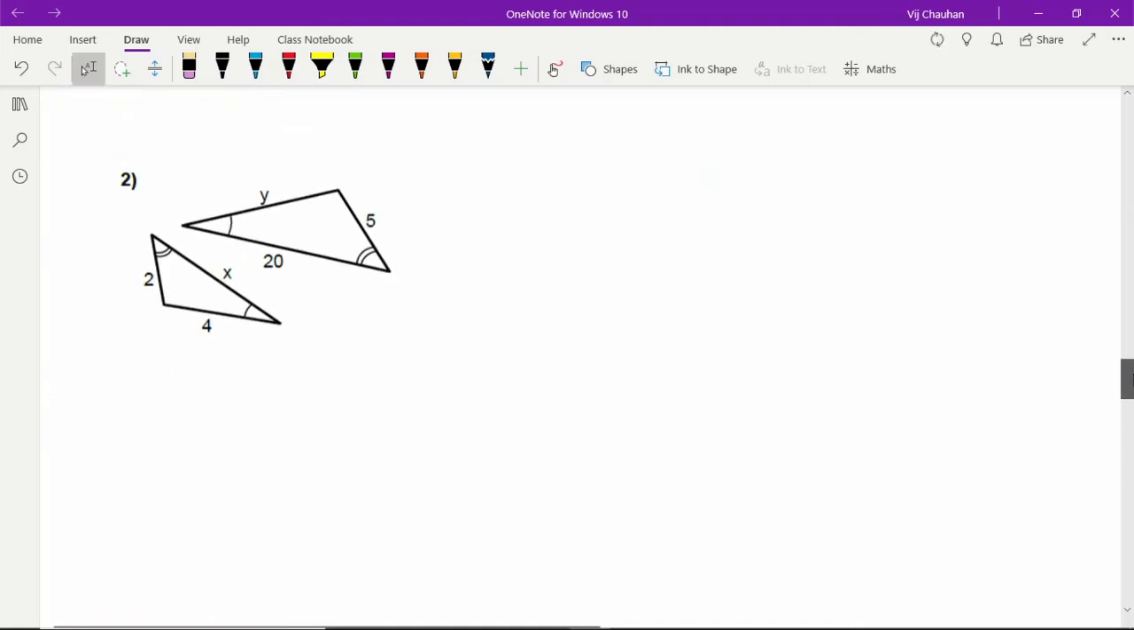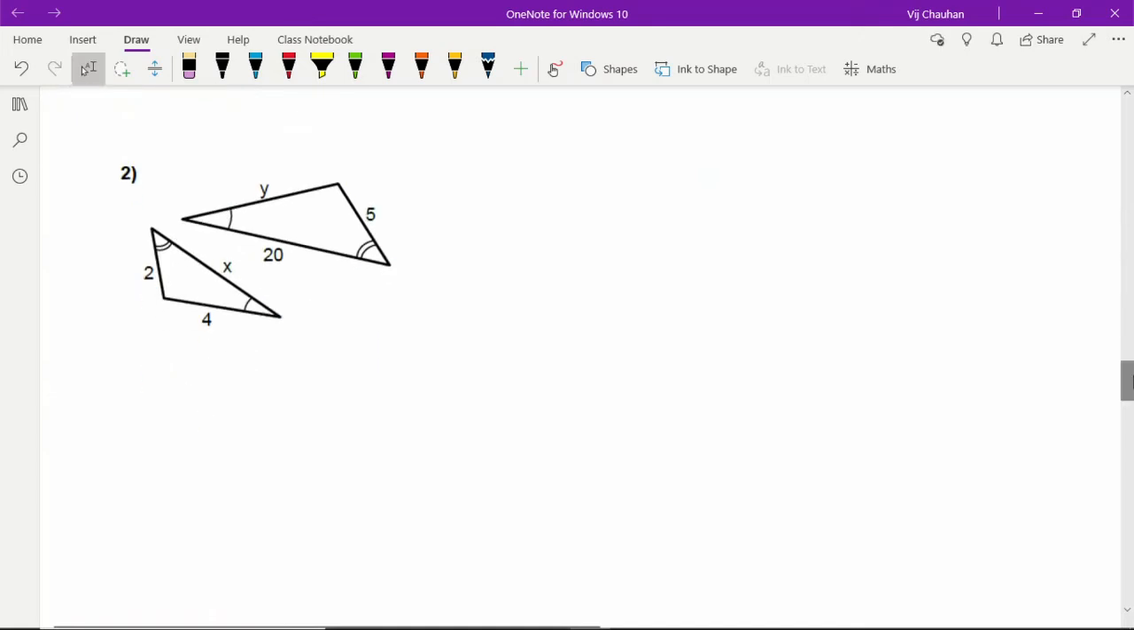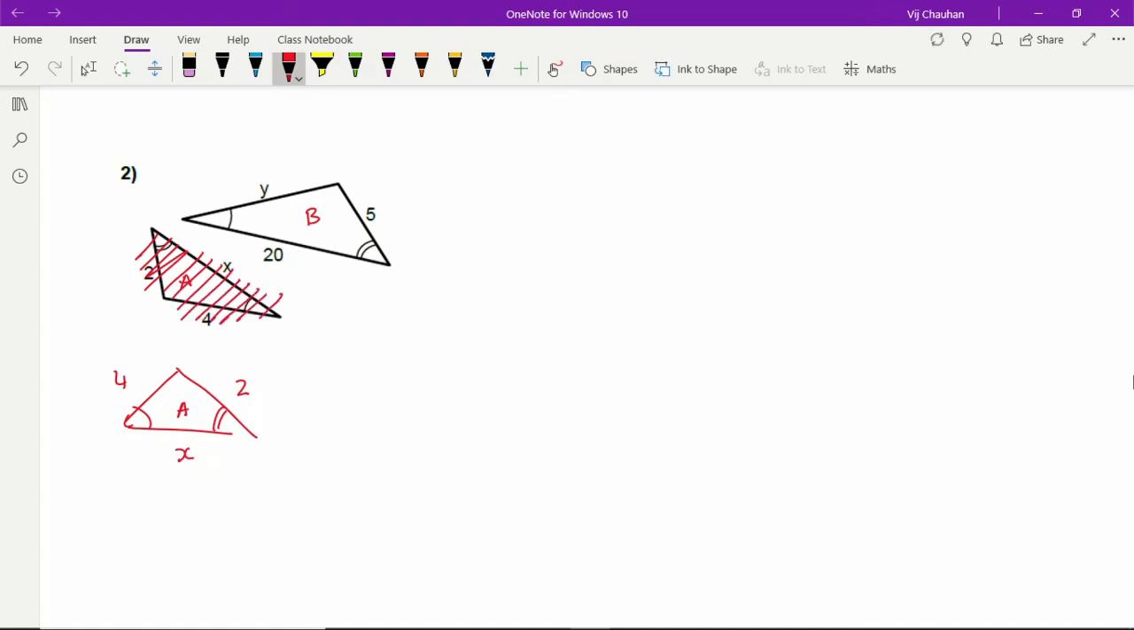If we look at another example, here we've got question 2. Again, what I might want to do is redraw the triangles, because you can see that they're drawn completely differently. So if I label this A and this B, I'm going to redraw A so that it's in a very similar way to B. So here you can see I've got a base of x, the side with the single angle is 4, and the side with the double angle is 2. And once I've redrawn that, I can get rid of the original, because I don't want to get the two things confused.